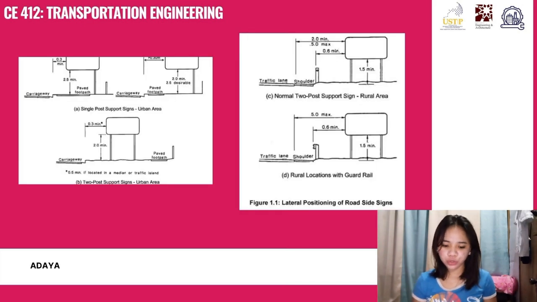In this figure, 1.1, the lateral positioning of roadside signs. So, I already discussed those measurements, the height and the placement, at least 2 meters to 5 meters from the edge of the traveled way, and then how far a sign should be from the edge of the road, and how high they should be off the ground in rural areas and urban areas. So, you can see in the figure that the general height in rural areas is 1 meter to 1.5 meters above the traveled way, and then we should ensure that our signages are visible and clear.